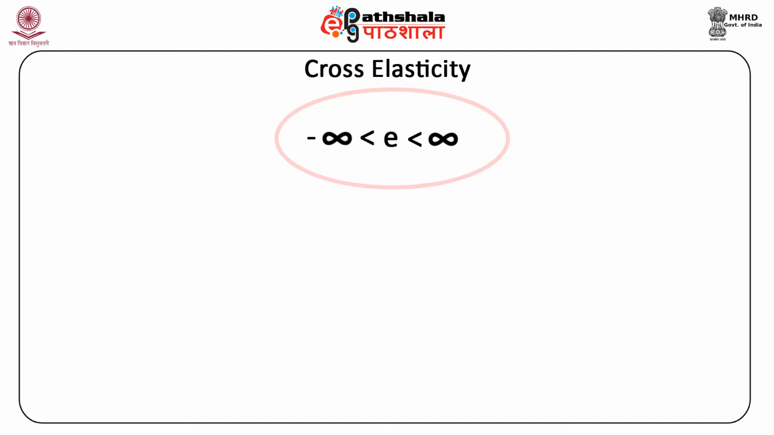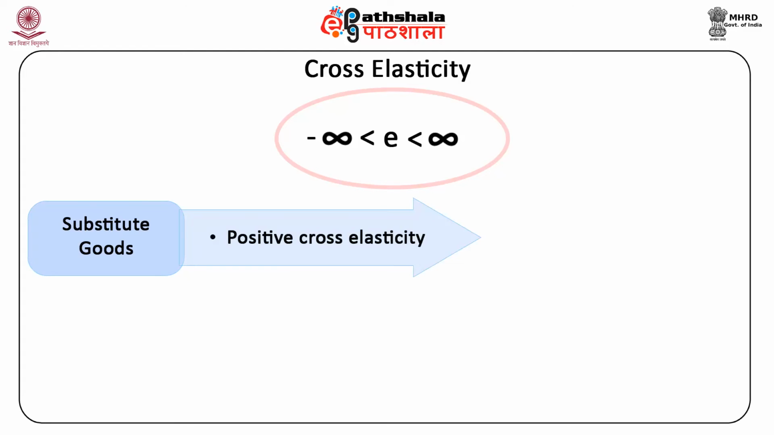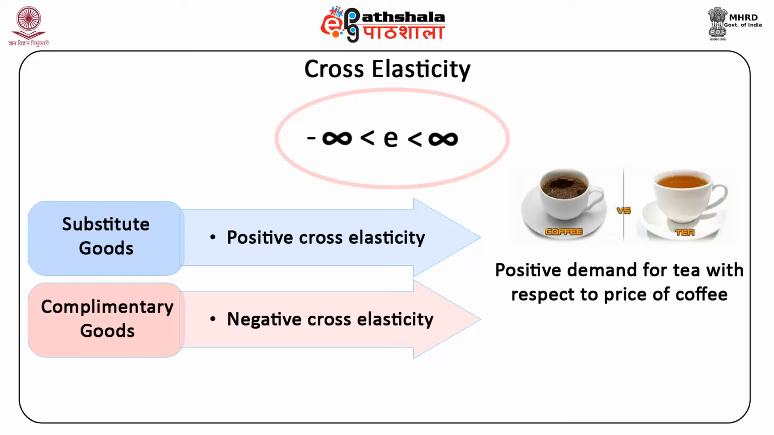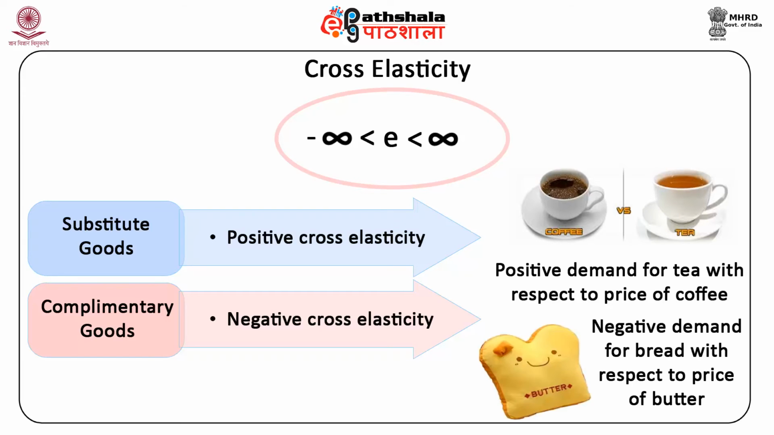The cross elasticity varies for different types of goods. Substitute goods have positive cross elasticity as against complementary goods which have negative cross elasticity. It means the quantity demanded of good X and the price of its substitute are positively related. The demand for tea with respect to the price of coffee will be positive as tea and coffee are substitutes. The demand for bread with respect to the price of butter will be negative as they are complements.